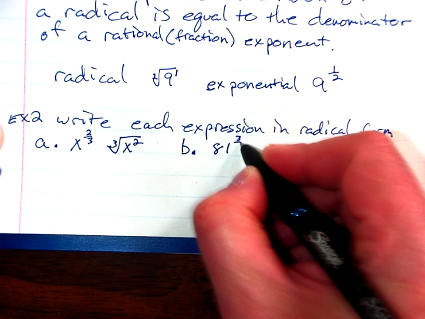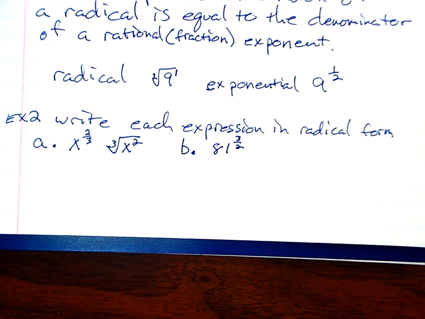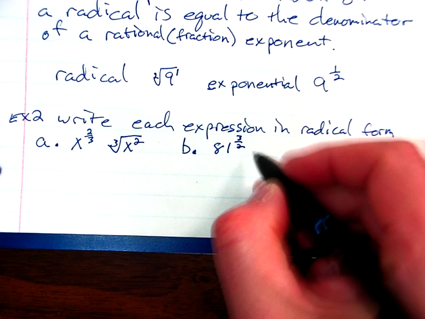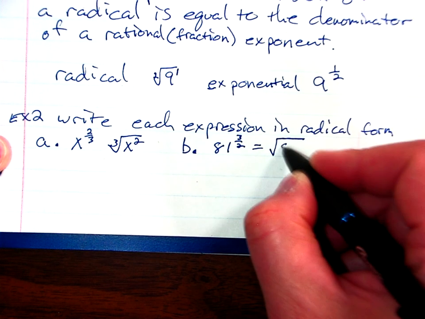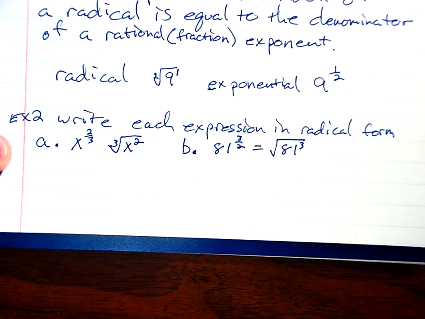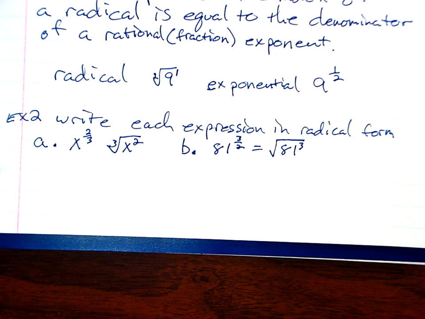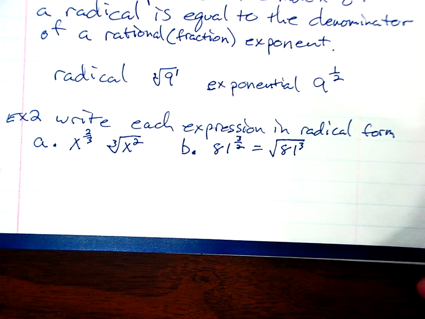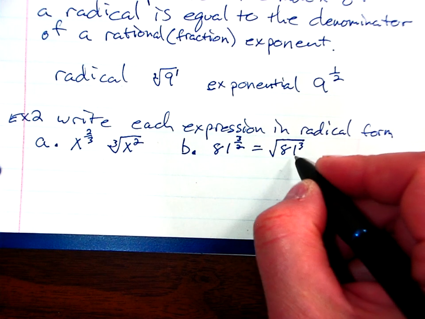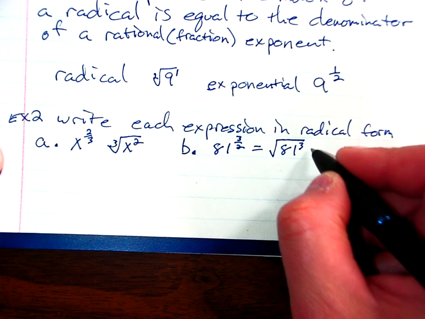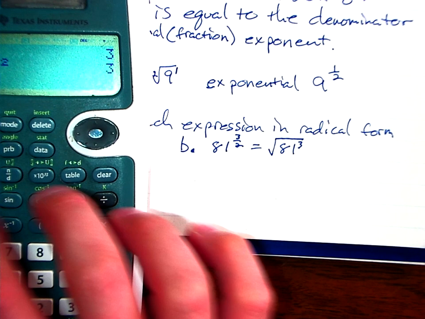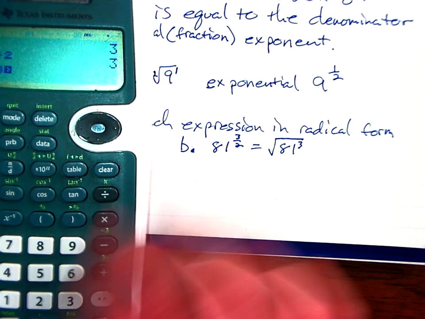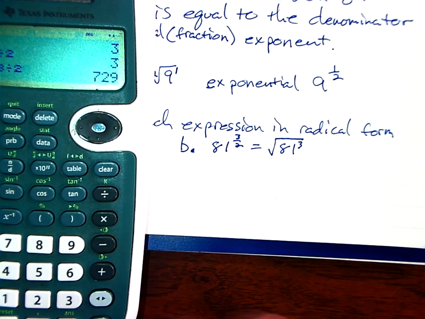81 to the 3/2. So what's my index? Do I need to write the 2? You can if you want, but you don't have to. The square root of 81 cubed. When you get it there, simplify. What is a cube root of 81 squared? Let's find out. All right, so 81 up arrow or caret 3 divided by 2 is 729.